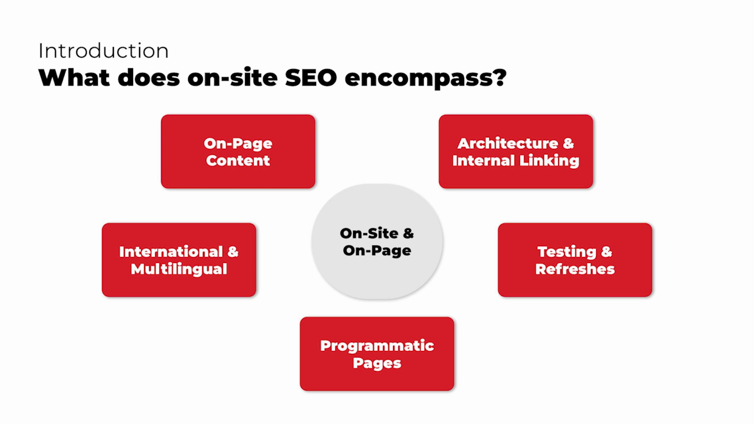So what does on-site SEO encompass? First and foremost, at the heart of it all is our on-page content. Within on-site SEO, we've also got architecture and internal linking. We've got testing and refreshes. We've got programmatic pages. And we've also got international and multilingual strategies. Some of these things are going to be more on-site, like architecture and internal linking, and other things are going to be more on-page, such as on-page content.